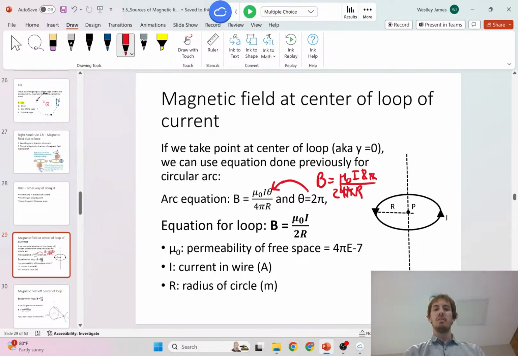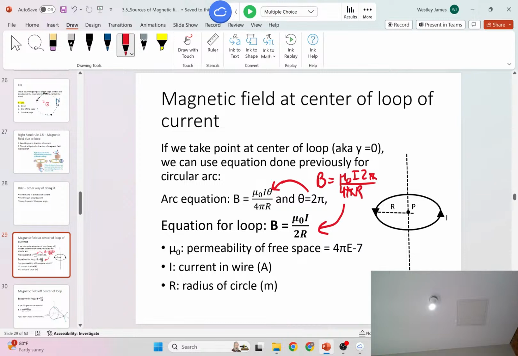And we get our equation. We get the equation for a loop of wire. B equals mu naught I over 2r. Mu naught is 4 pi times 10 to the minus 7. Just a number. You just plug in 4 pi times 10 to the minus 7 in your calculator. I is the current, 2 is 2, r is the radius of this loop. And this is the magnetic field at the dead center of this loop.